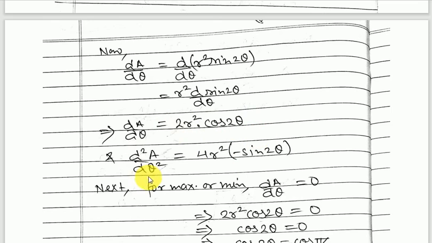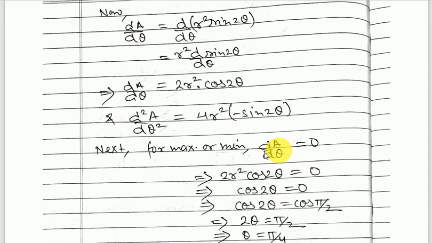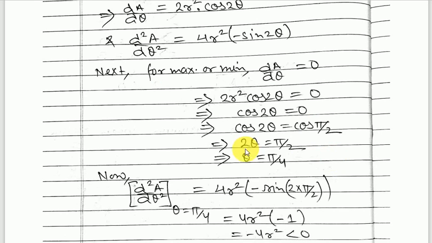Find the second derivative also. Second derivative will be 4R square in bracket minus sine 2 theta. And you know that for maximum or minimum the first derivative is equal to 0. So put that equal to 0. So you get 2R square cos 2 theta equal to 0. This 2 into R square cannot be 0, so that means cos 2 theta is equal to 0.